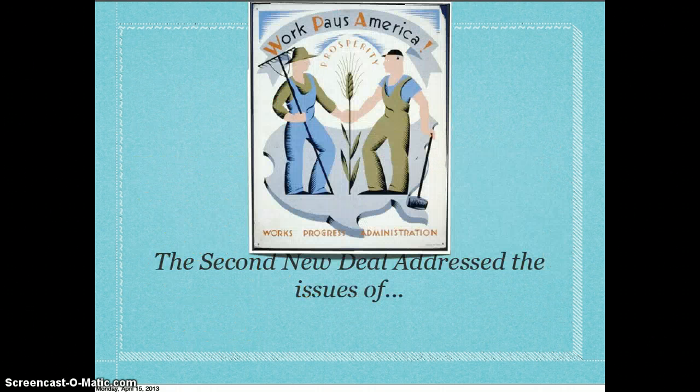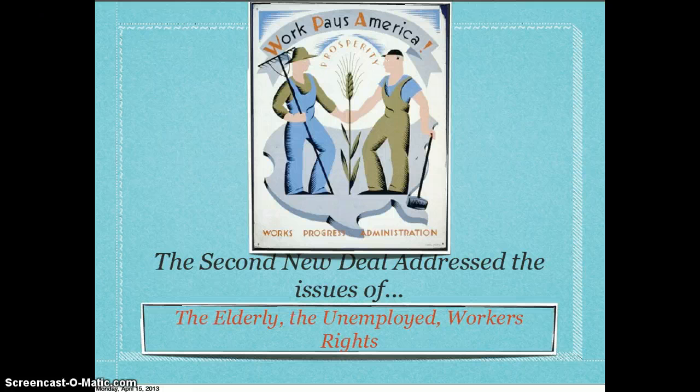So let's start with this. The second New Deal is going to address a couple of specific issues, and make sure you can address these. The problems and issues it would mainly focus on are the elderly, the unemployed, which is a major continuation from the first New Deal, and the rights of workers.